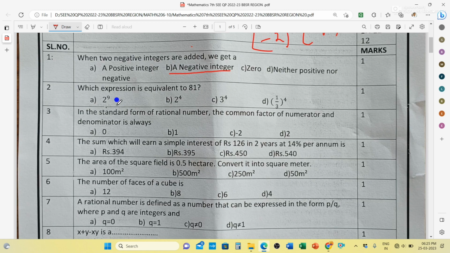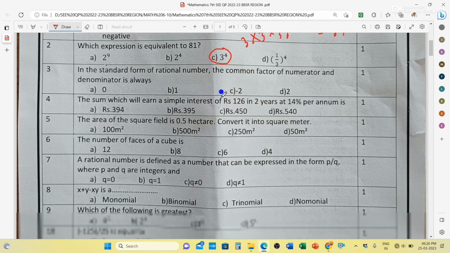Option B. Which expression is equivalent to 81? Here if you check, you will find the value of each expression. Then you will see that the value of 3 to the power 4 is 81. 3 to the power 4 means 3 multiplied by 3 multiplied by 3 multiplied by 3. So 3 3s are 9, 3 9s are 27, 3 27s are 81. You will get 81. So option C is the answer.